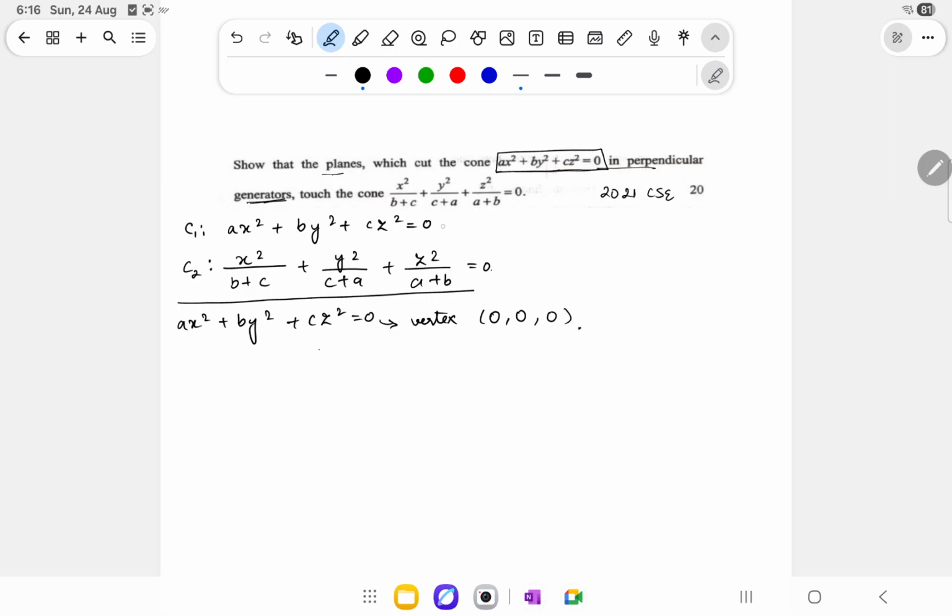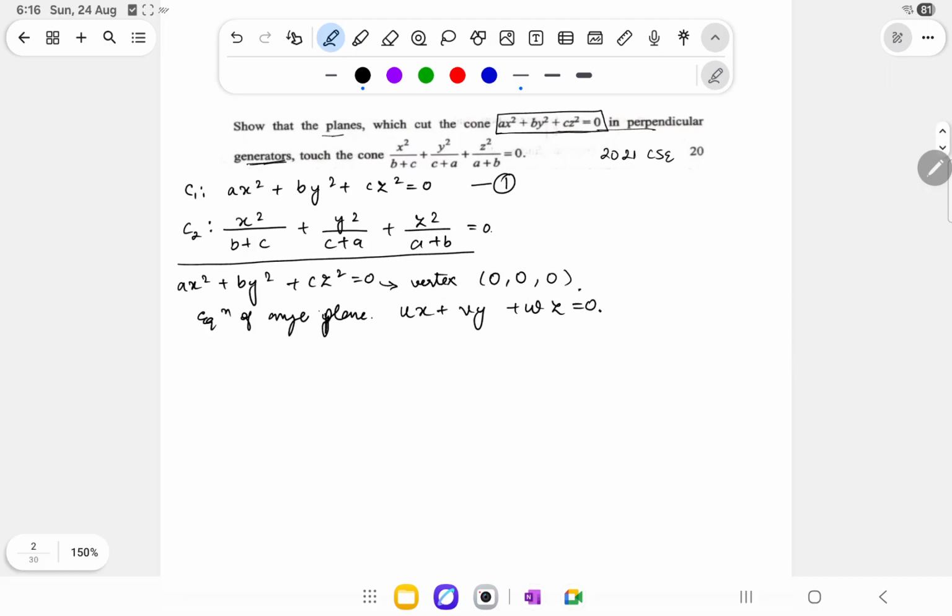So the equation of any plane to cone 1 will be basically ux plus vy plus wz equals 0, where u, v and w are basically the direction cosines of that normal. And this also passes through the origin.